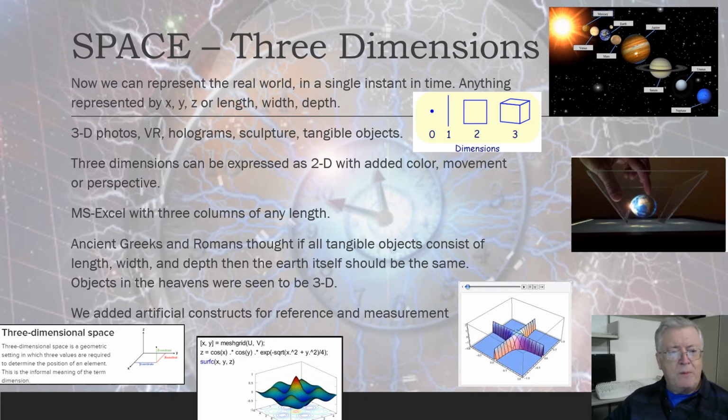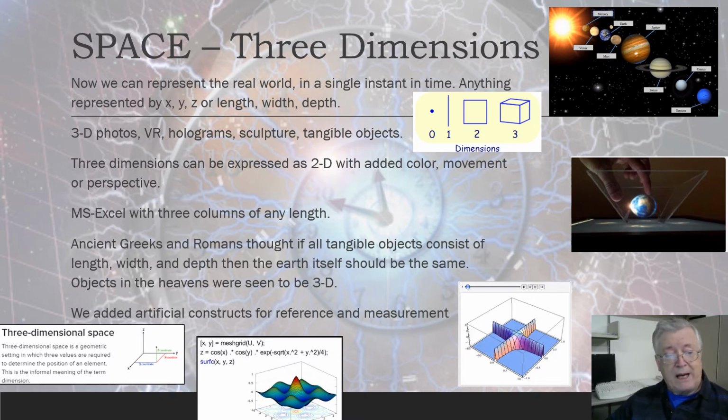Ancient Greeks and Romans thought if all tangible objects, things you touch, consist of a length, a width, and a depth, then the earth itself should be the same. Objects in the heavens were seen to be 3-dimensional. The moon, the different planets that they could see, and on and on. So we see 3 dimensions now for real tangible objects.